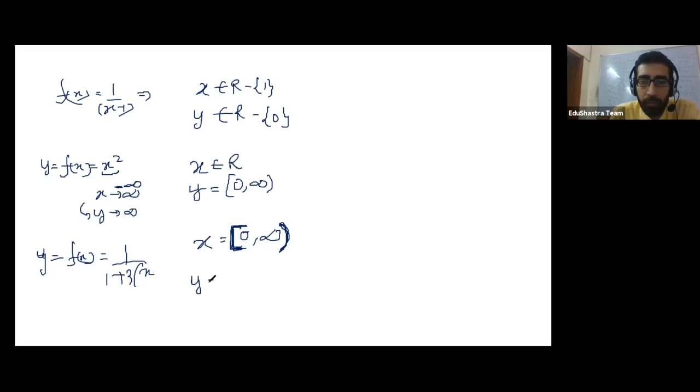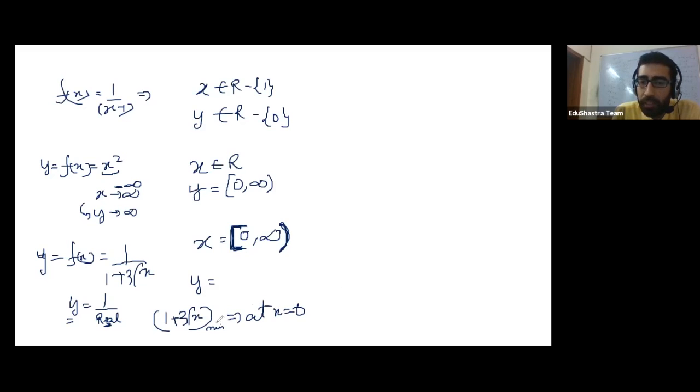What about y? If you look at y, it is again 1 divided by 1 plus 3 root x, which has to be a real number. Y will be maximum when this real number is minimum. When the denominator is minimum, y will be maximum. It's absolutely clear. Which means 1 plus 3 root x, when this is minimum, y will be maximum. This will be minimum at x equal to 0. For sure.